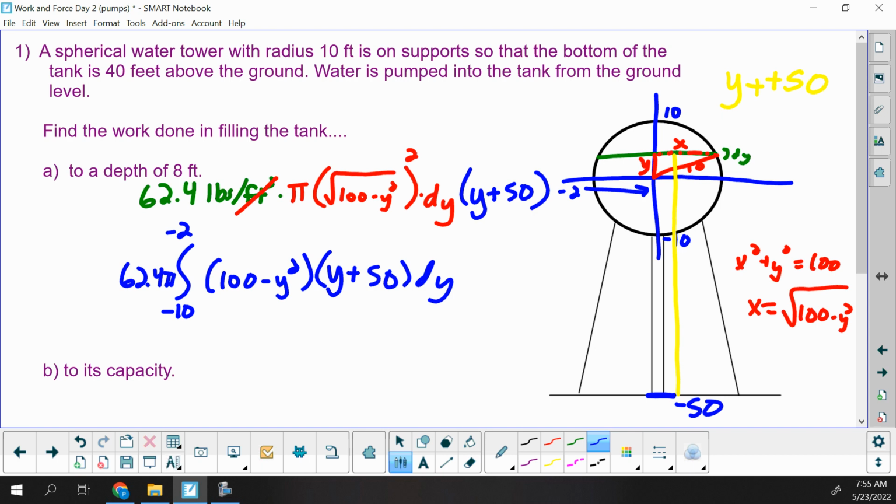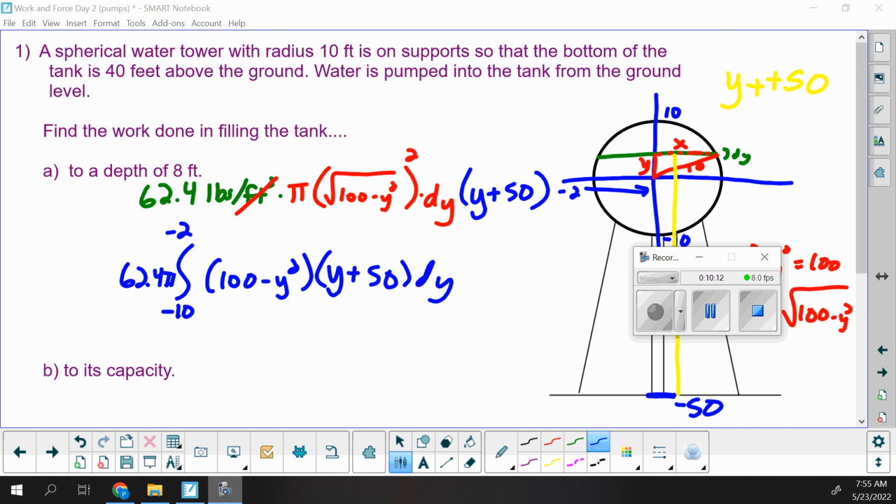So from there, we can just punch the integral in our calculator. So we'll pause the video for 1 minute for you to be able to do that.